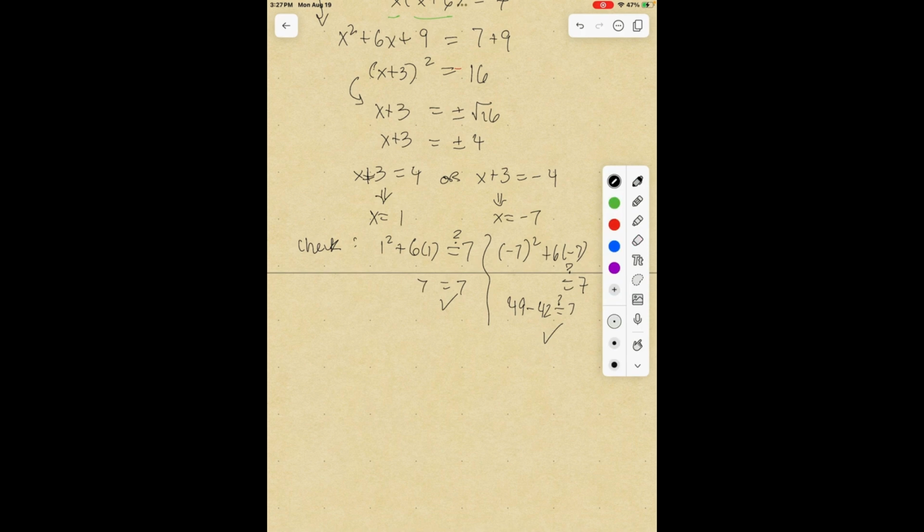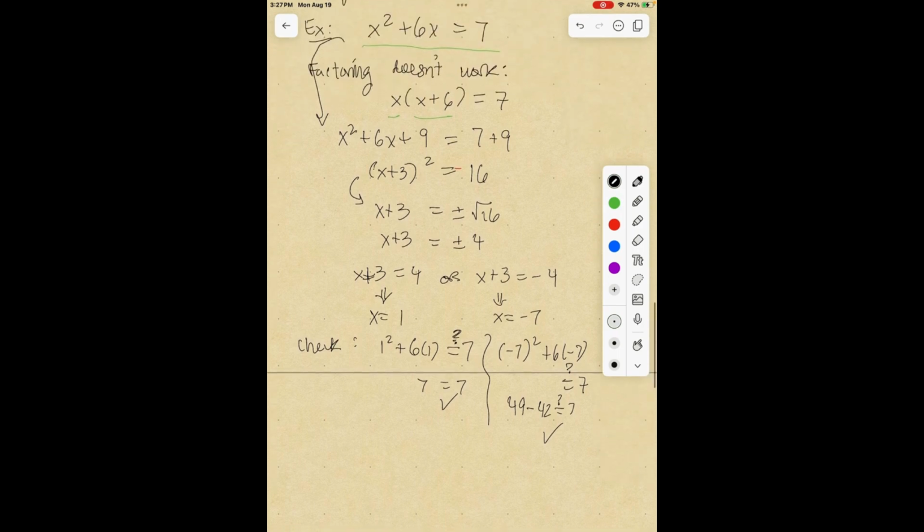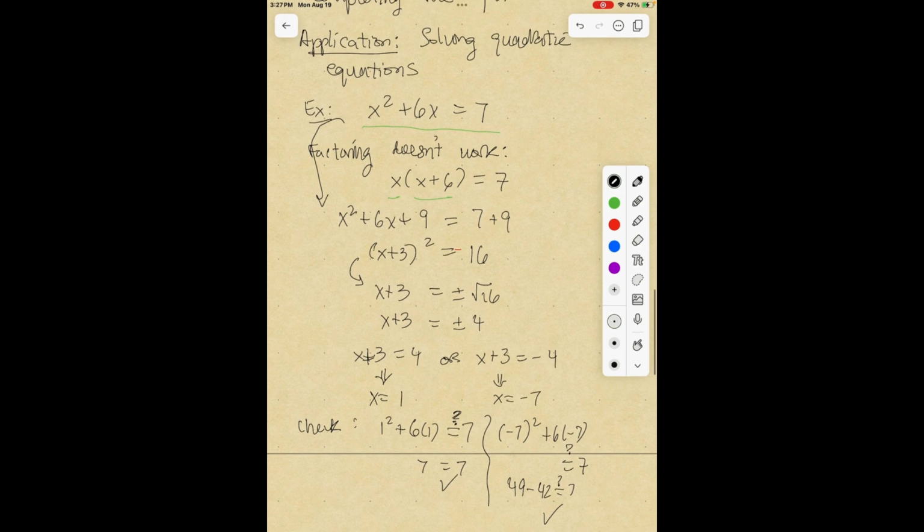And I just want to emphasize that I put the question mark above the equal sign because I'm asking whether they're equal. If you don't put the question mark, then you're just saying that they are equal. Okay, so that is solving quadratic equations by completing the square.